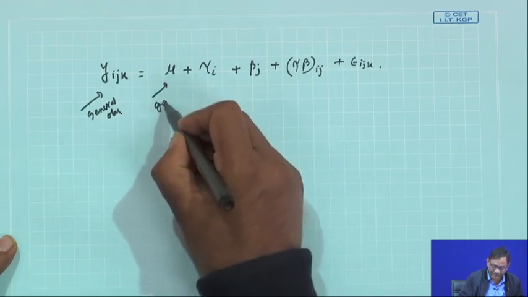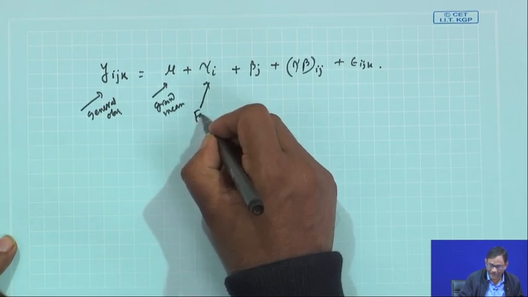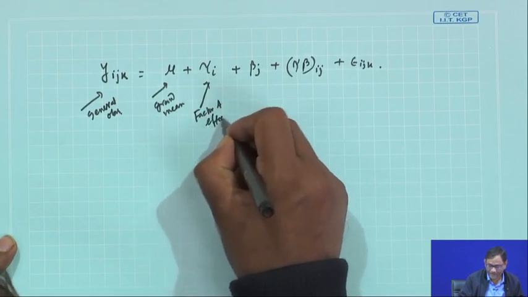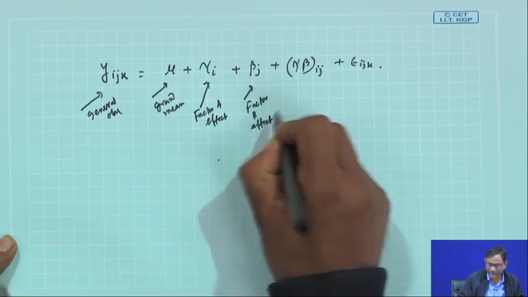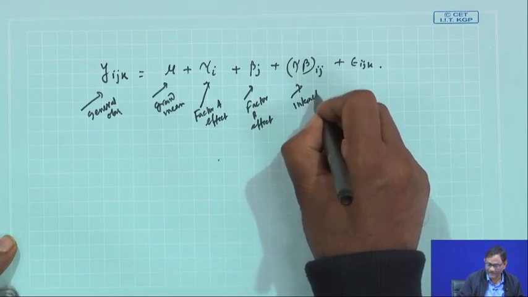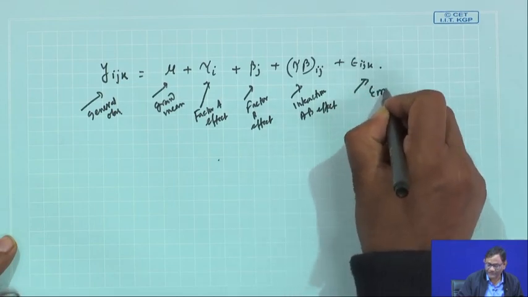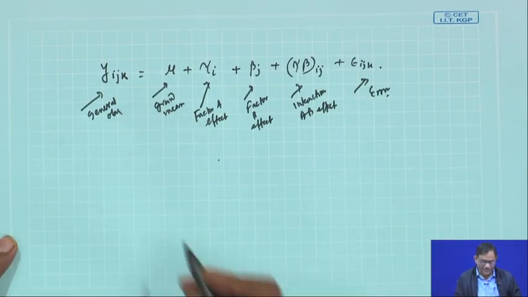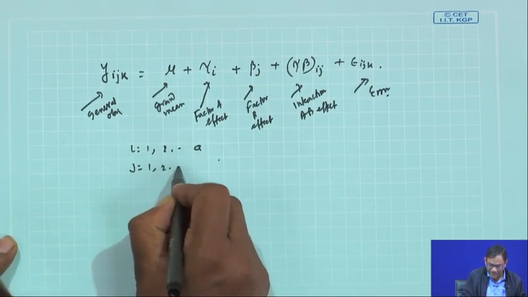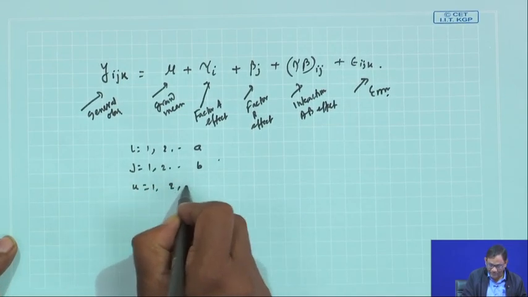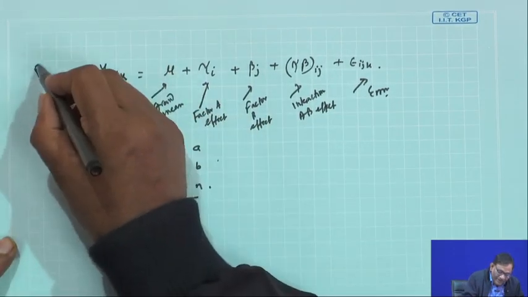this is grand mean, this is our factor A effect, factor B effect, this is interaction AB effect, this is your error, and i stands from 1 to a, j stands from 1 to b, k from 1 to n. This is known as the fixed effect model.